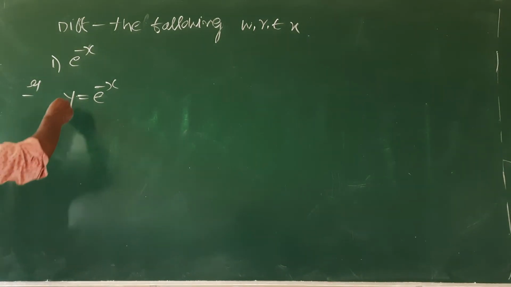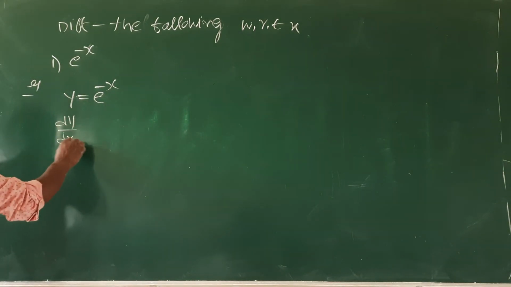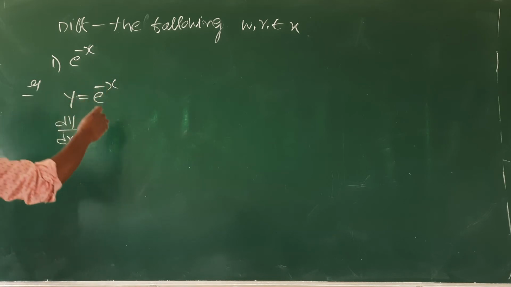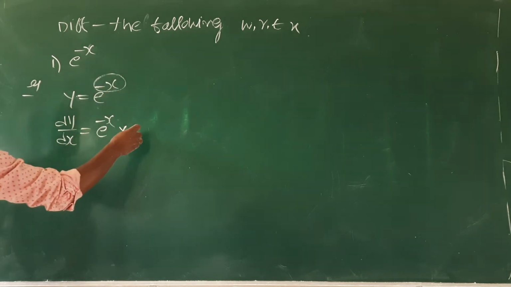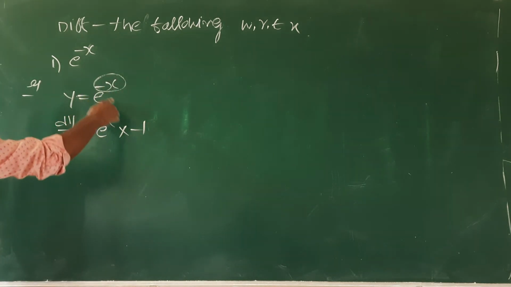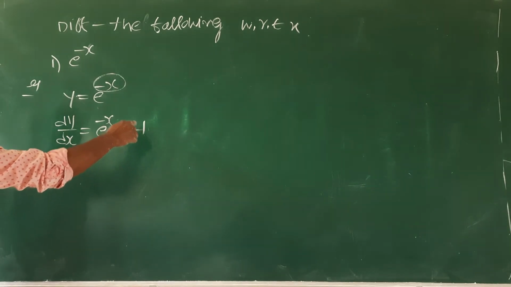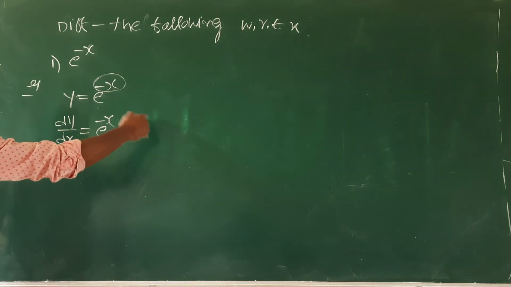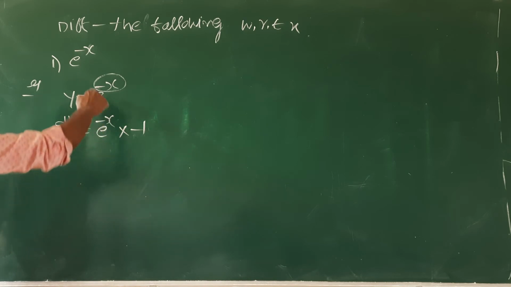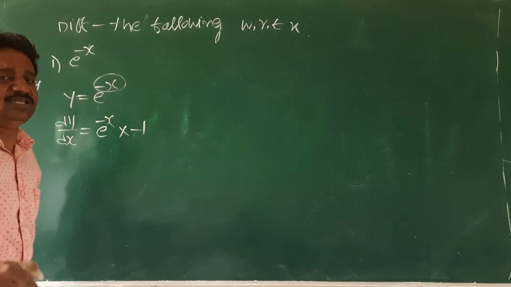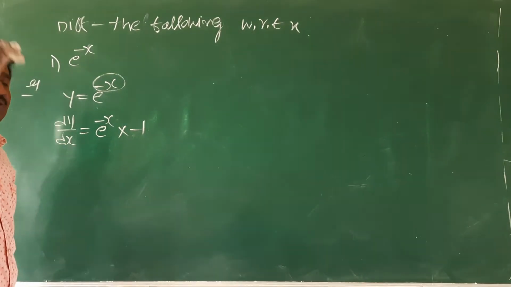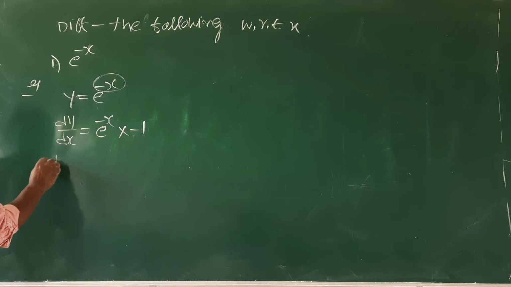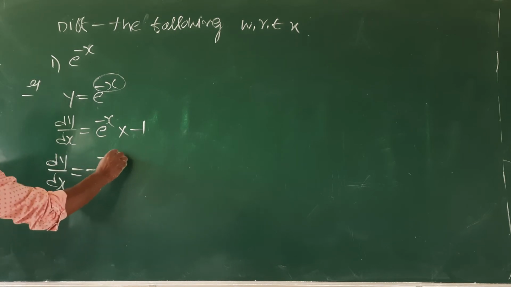So differentiation of y, dy by dx. Differentiation of e power minus x is e power minus x. Again, differentiation of minus x is minus 1. Minus as it is; x gives 1. If it is only x, writing plus 1 is not required, but here we are getting minus 1, so writing minus 1 is necessary. So dy by dx is minus e power minus x.